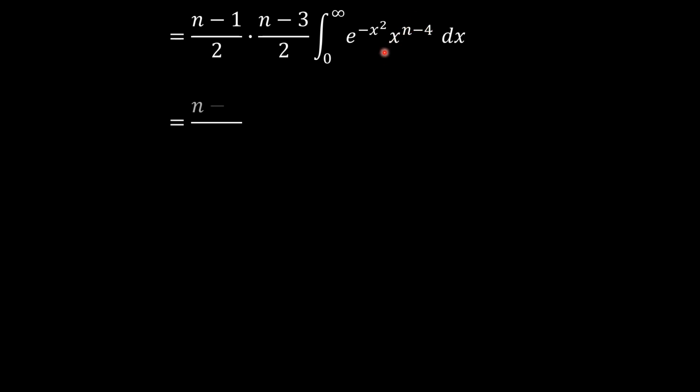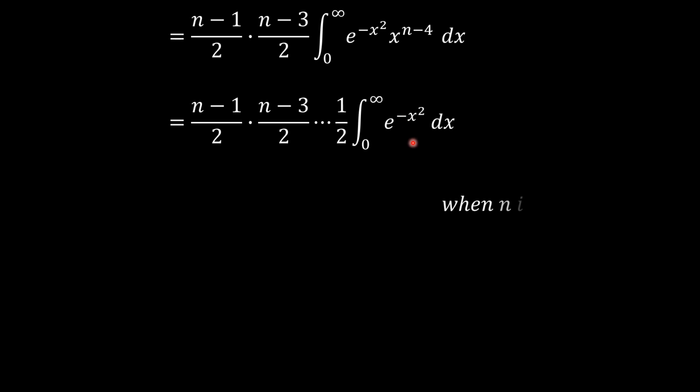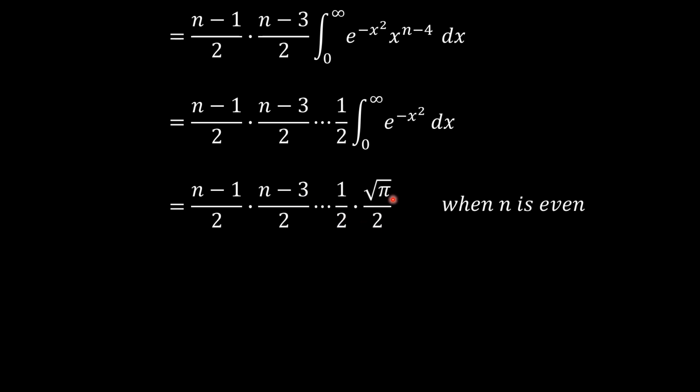Our previous formula brought us to this point, and it's obviously easy to see that when n is even, there will come a point when the x power part becomes 0, and this becomes 1. So in that event, this integral becomes root pi over 2, and so when n is even, we do have n minus 1 over 2 times n minus 3 over 2 all the way to a half, all the way to square root of pi over 2.